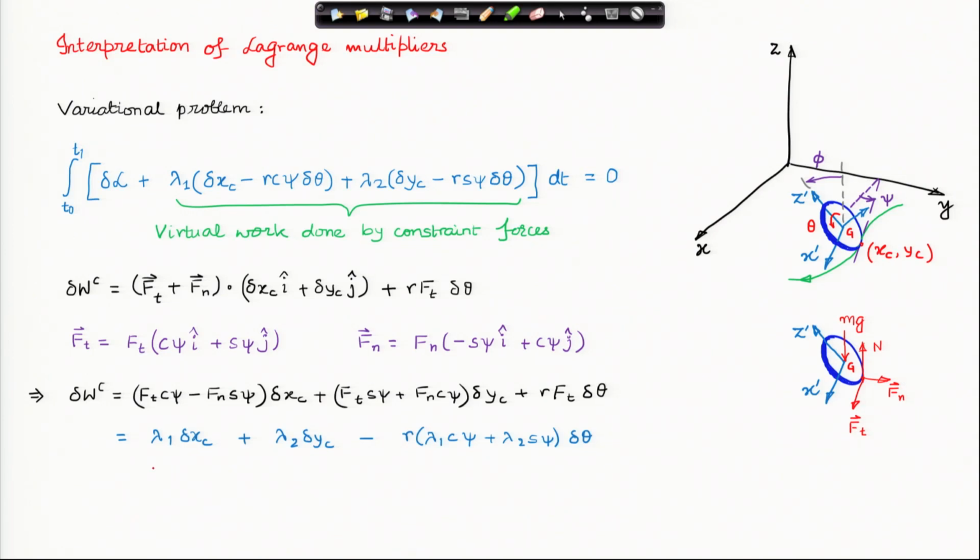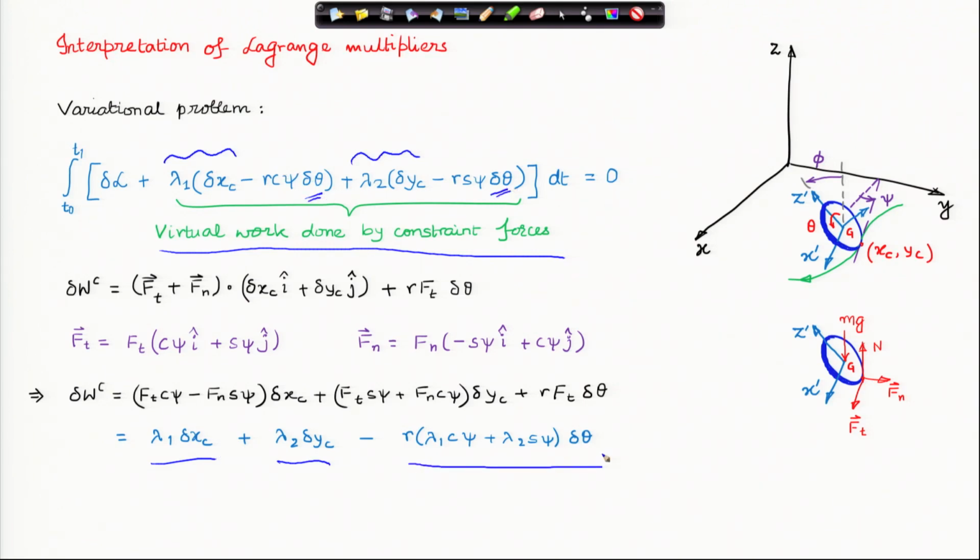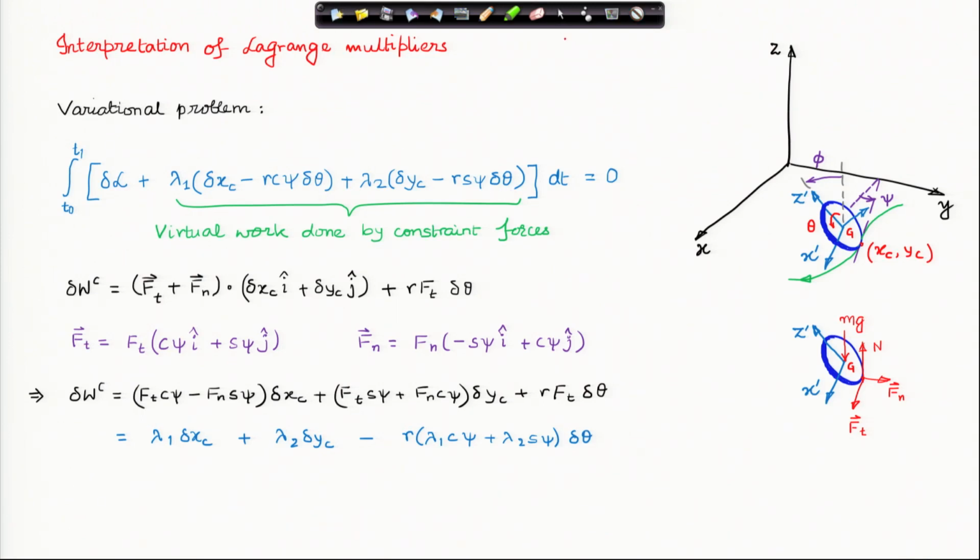And this I should be able to write as lambda 1 delta xc plus lambda 2 delta yc, and this expression delta theta. Now, how do I get that? I get it from our virtual work done by the constraint forces. You see, this is lambda 1 delta xc, lambda 2 delta yc. I have generated these two, and now for delta theta I have contributions from both these terms, and that is what I get. That is the expression of virtual work done by the constraint forces, as we get from the variational statement with the constraints.